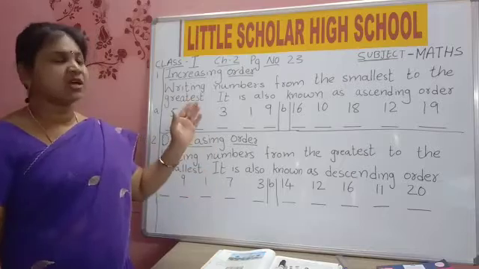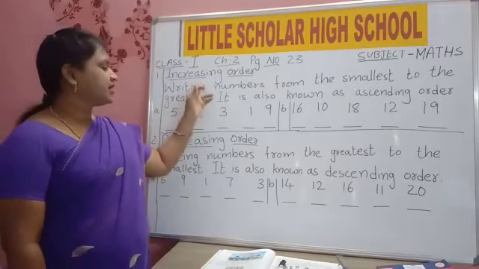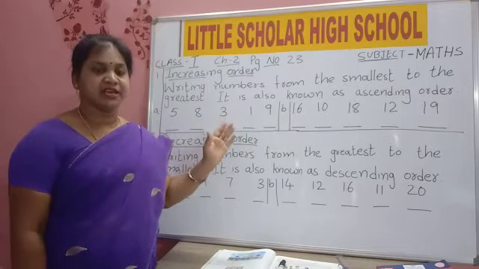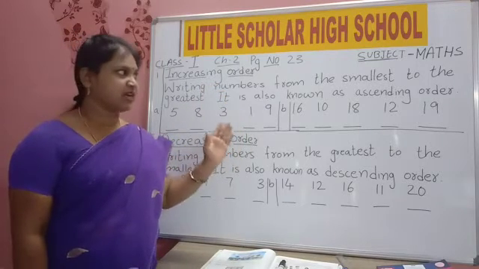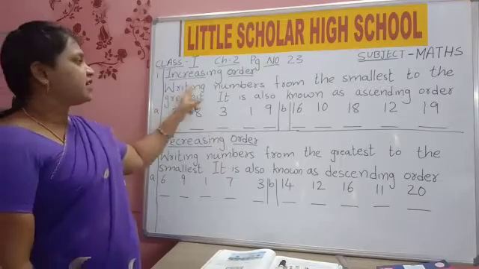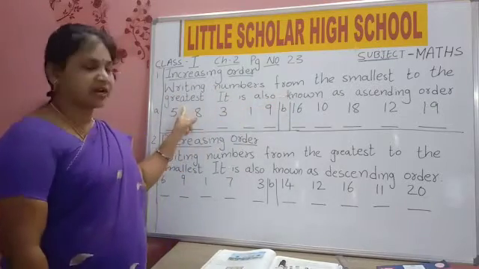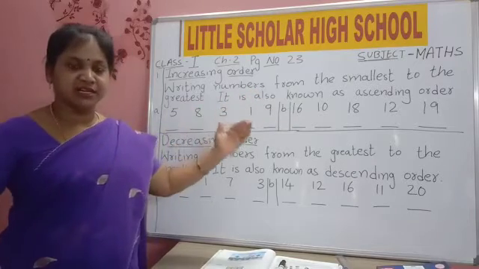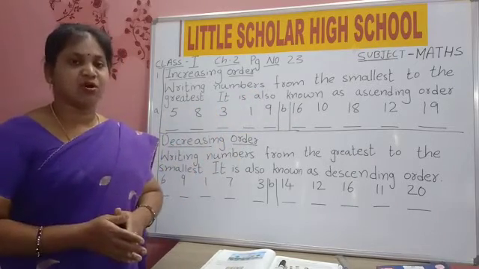In this class we are going to discuss increasing order and decreasing order. Already I have explained increasing and decreasing order to you children. Once again I will explain. Writing numbers from the smallest to the greatest is known as increasing order.